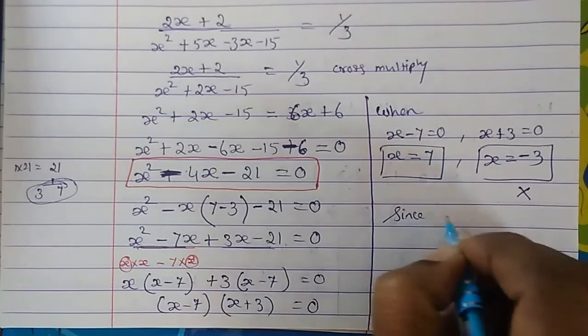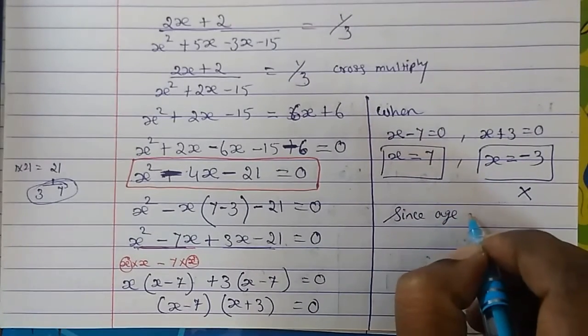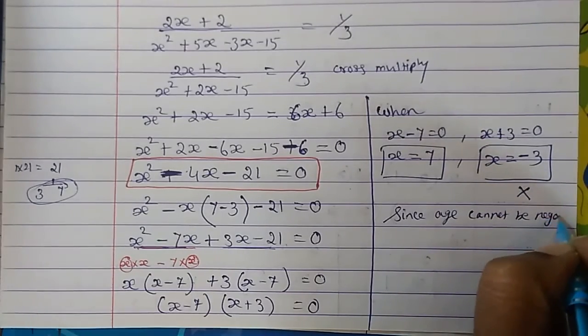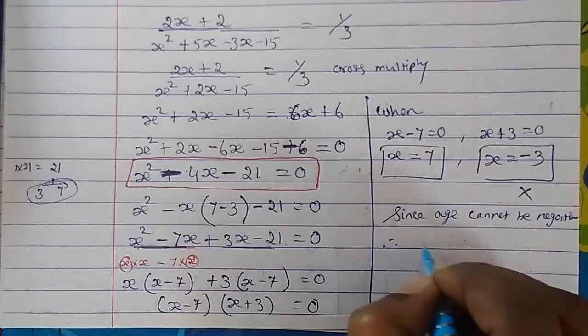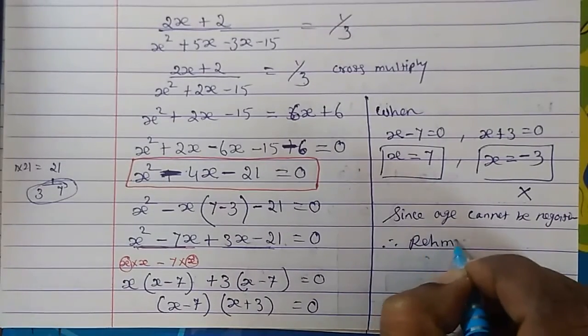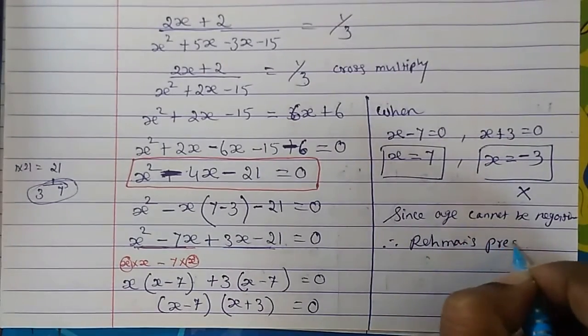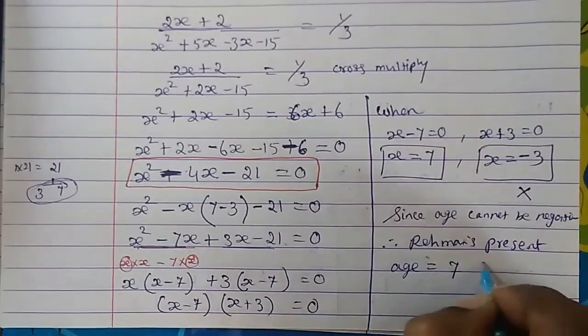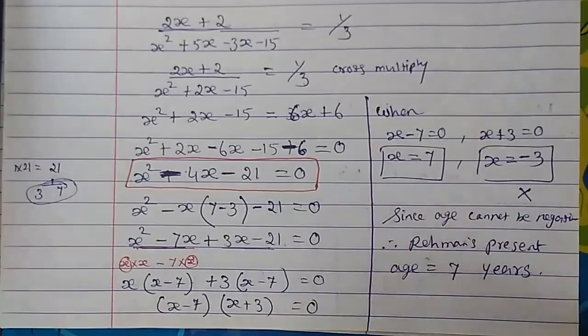So you can write down, since age cannot be negative, therefore Rahman's present age is 7 years.